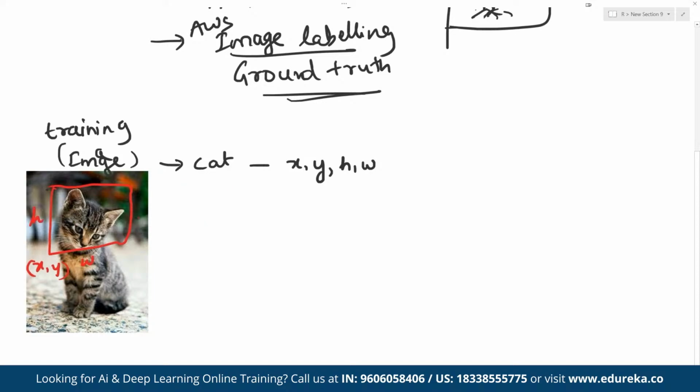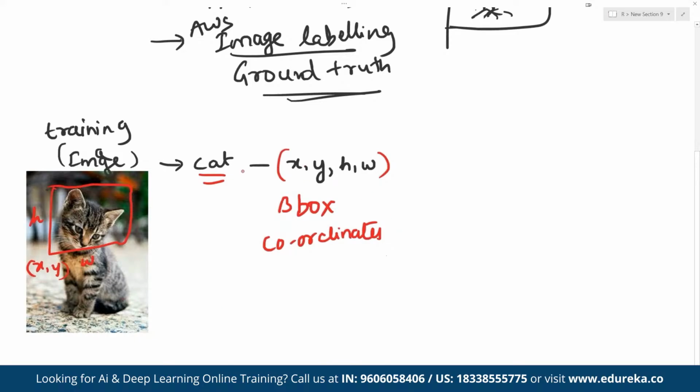So my training data, the data that I'll be using, should have the image of that cat or the object, it should say what is present in that image, and it should also specify the bounding box coordinates. These are the things that I need to have in my data.